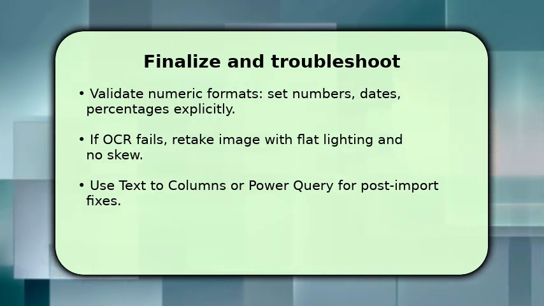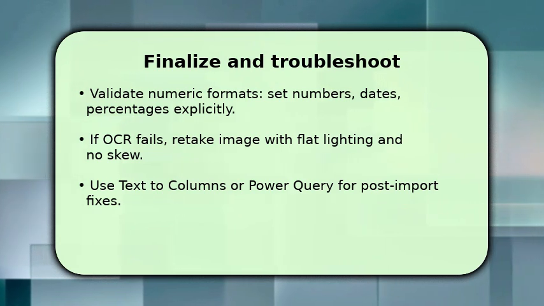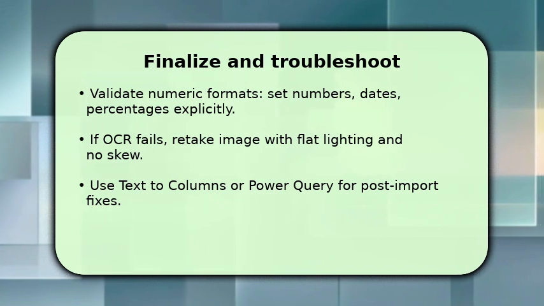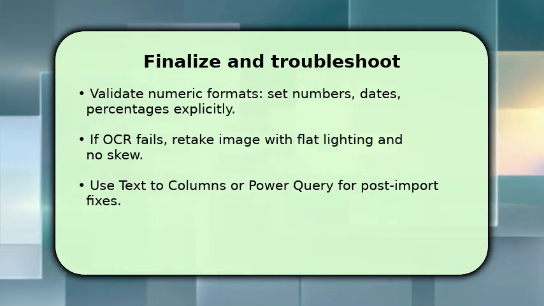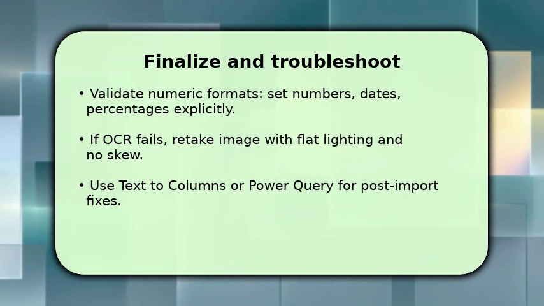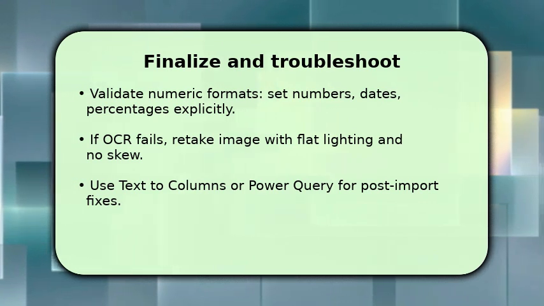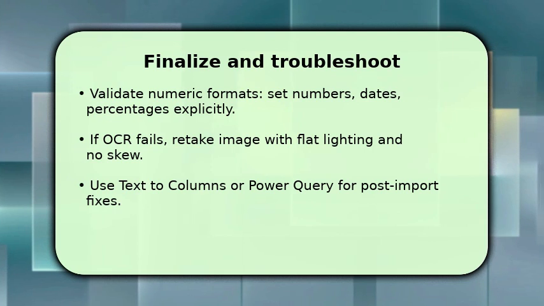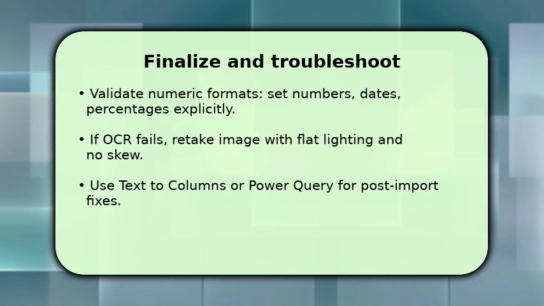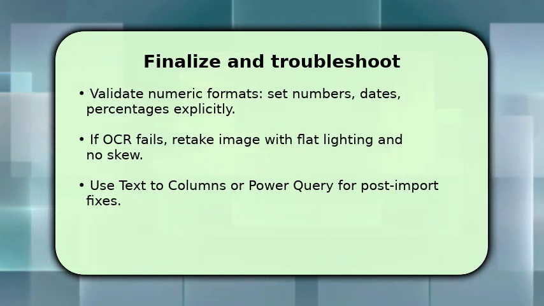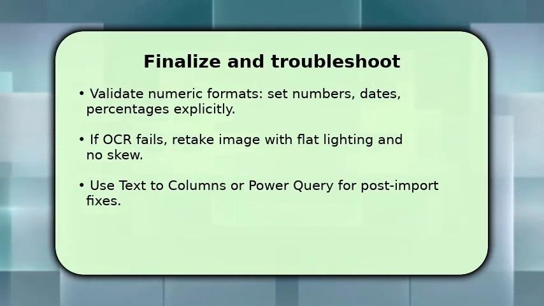This prevents subtle errors. If the OCR output was poor, retake the picture with even lighting, perpendicular alignment, and higher DPI, then re-import. For stubborn structure problems, copy the data into Power Query or use Text to Columns to split fields reliably. One key troubleshooting tip: if many characters are wrong, a fresher, straightened, higher resolution image almost always fixes OCR errors.